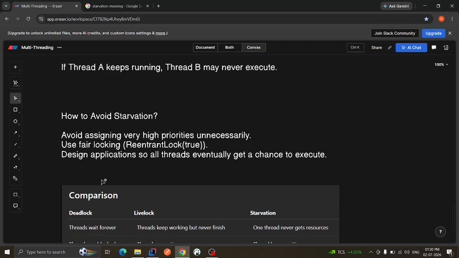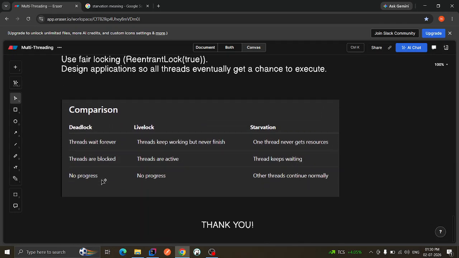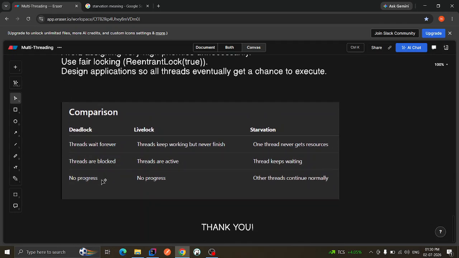Now let's try to visualize the differences between deadlock, livelock and starvation. In deadlock the threads will be waiting forever. In livelock the threads keep working but they never finish. That means they never make progress. In starvation one thread will never get the CPU time and the resources. In deadlock, the threads are blocked. In livelock, the threads are active. In starvation also, the threads keep waiting for the CPU resource.